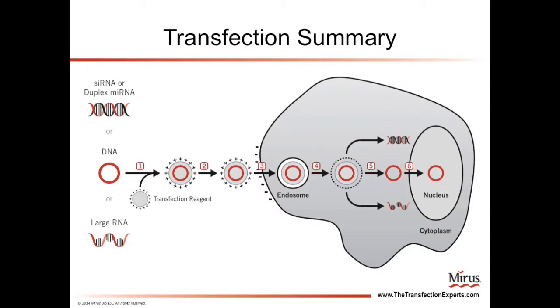Second, the positively charged complex associates with the negatively charged plasma membrane. Third, the complex is taken up by the cell through the process of endocytosis. Next, the nucleic acid must escape from the endosome and enter the cytoplasm. In the case of most RNA transfections, this is where the journey ends because the cytoplasm is the site of action for gene silencing or mRNA translation. For transfections where nuclear localization is necessary, such as with plasmid DNA, the nucleic acid must also cross the nuclear envelope, which typically occurs during cell division.